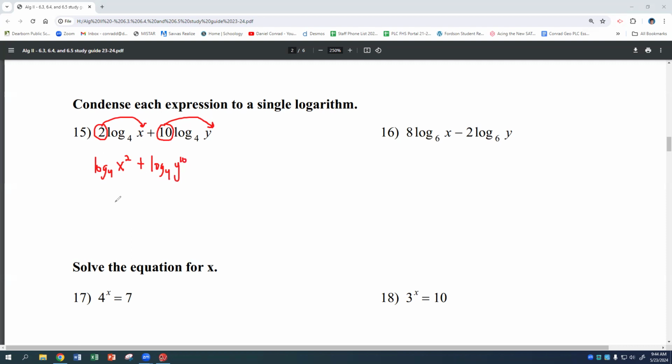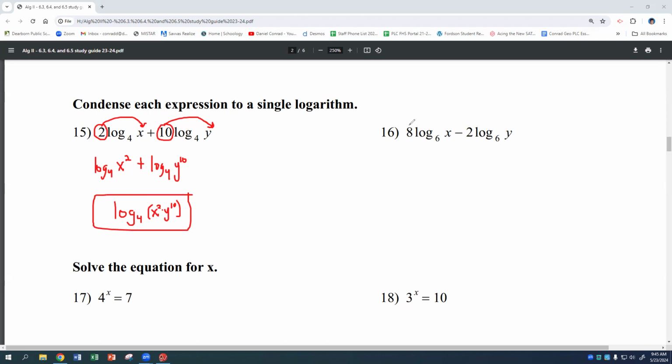Okay, we're adding, which means when we combine them and condense them, we're going to multiply inside the log function. So since they have the same base, we can only do this if it's the same base. And they're both base 4, so we can. Since we're adding, it's going to be x squared times y to the 10th. And that's our final answer.